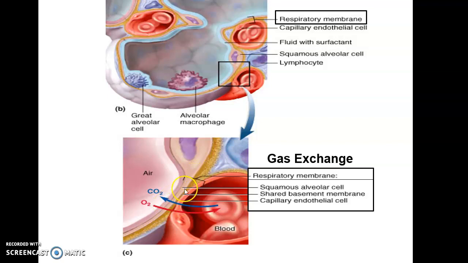basement membrane. Between these two thin layers, we'll have oxygen going from high concentration in the air in the alveolus to low concentration in the bloodstream, and carbon dioxide going from high concentration in the bloodstream to low concentration in the air in the alveolus. So this is where the gas exchange occurs.